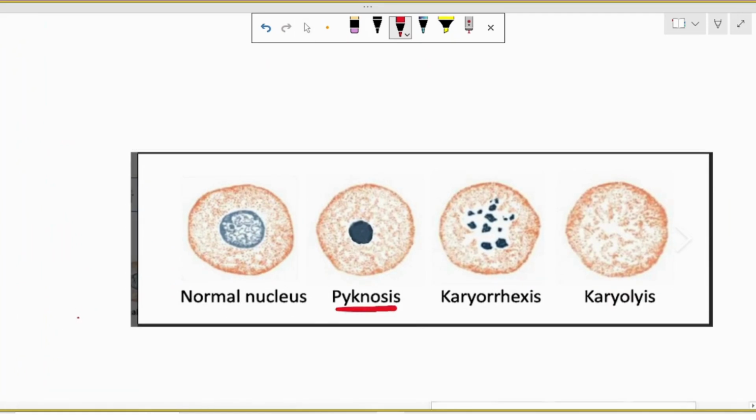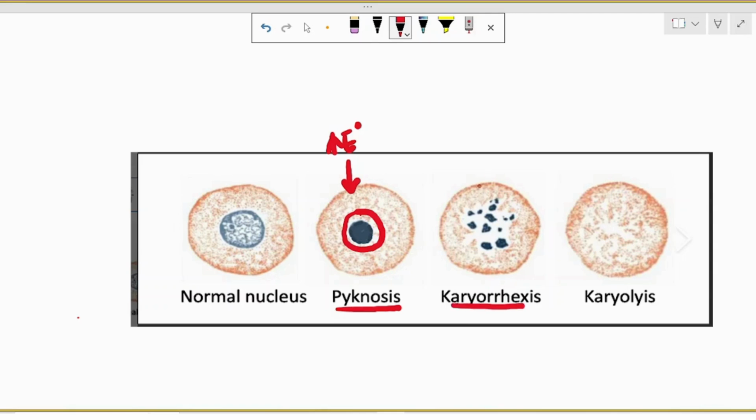And how will pycnosis appear to us? There will be increased eosinophilia of the cytoplasm, and there will be shrinkage of the nucleus. That is, there will occur chromatin clumping of the nucleus, and it will appear small and intensely basophilic to us. Okay. Then what is karyorrhexis?